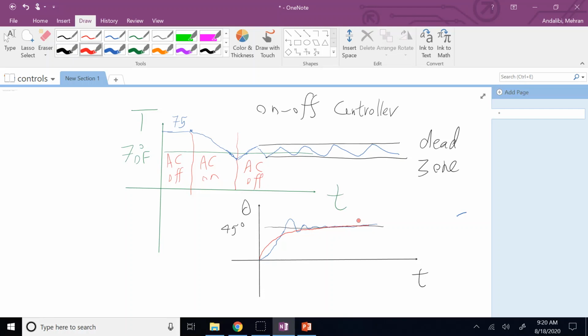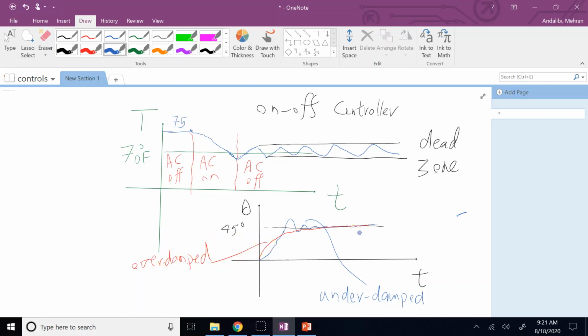ideal number. Okay, so this red behavior, we call it overdamp, and we'll talk about it. This is an overdamp response, and the blue one, which there is oscillation but it damps away, it is called an underdamped behavior. So we prefer overdamp, or actually better than that, we call it critically damped.